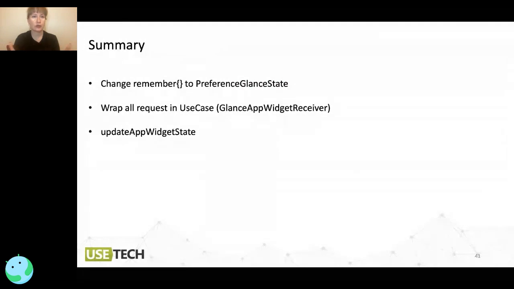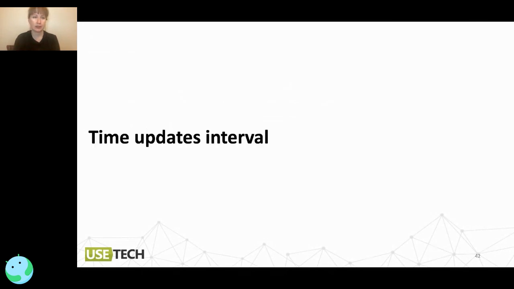So let's summarize. To make our widget work with the state, while supporting composable solutions, we have to change remember to preference class state. And to make our code clearer, it will be a nice idea to put everything in a use case. Of course, we could call it directly in a widget receiver. And then we need to call update app widget state, because it's not triggered automatically, to make all our widgets that will be triggered with a special ID be updated.